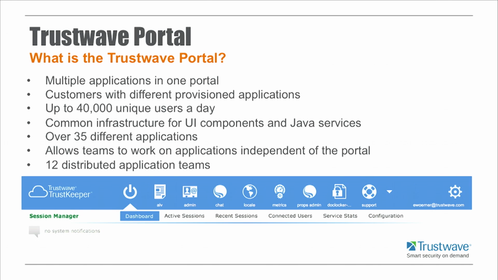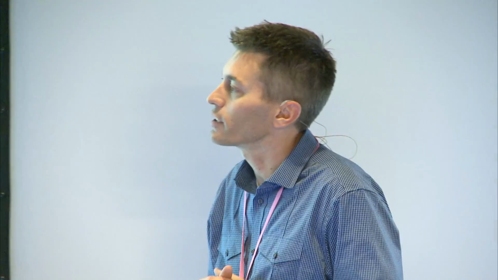When they come to our portal, they could be offered 1 to n different applications within the portal framework. So we needed a portal that could be customizable to the customer's needs. It's a common infrastructure of UI components with backing Java services. Within the portal, there are 35 different applications that could be loaded. For a normal customer, it'd be close to 1 to 6 different applications.